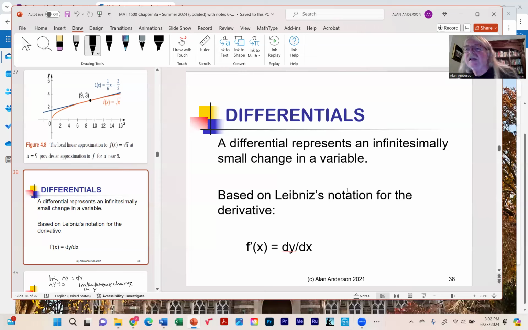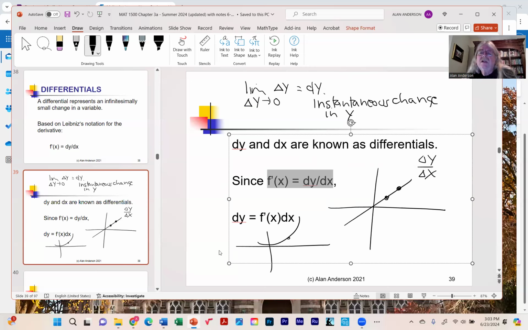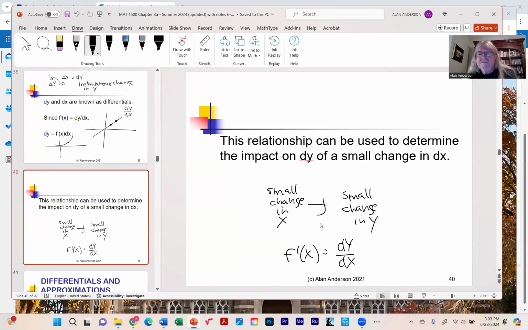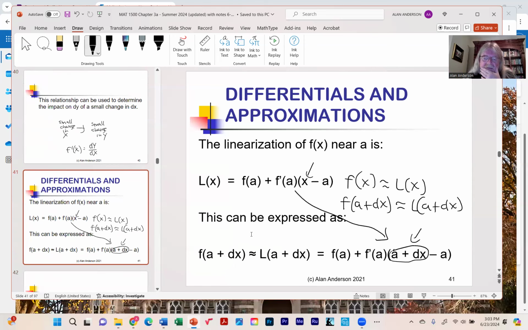Now you notice that what's interesting about this notation is that we can actually rearrange it algebraically and rewrite this as dy equals f prime of x times dx. And sometimes that's very helpful. Basically what it's trying to capture is, if there's a small change in x, what is the impact on y? So how does this tie in with these approximations we were just looking at?